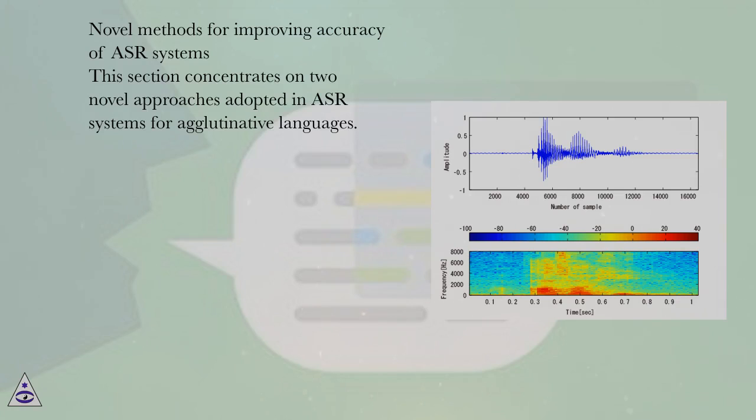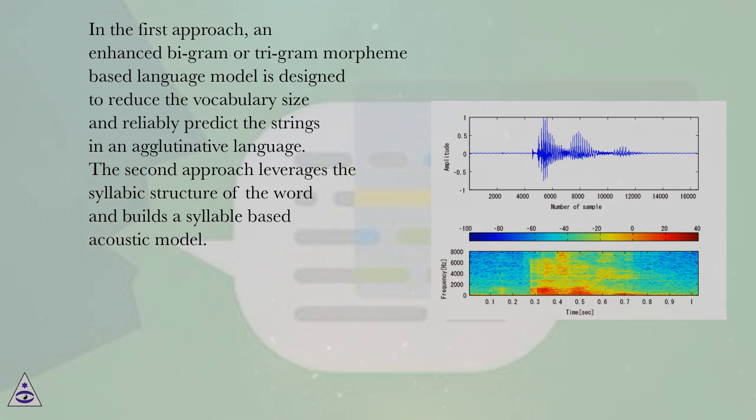Novel Methods for Improving Accuracy of ASR Systems. This section concentrates on two novel approaches adopted in ASR systems for agglutinative languages. In the first approach, an enhanced bigram or trigram morpheme-based language model is designed to reduce the vocabulary size and reliably predict the strings in an agglutinative language. The second approach leverages the syllabic structure of the word and builds a syllable-based acoustic model.